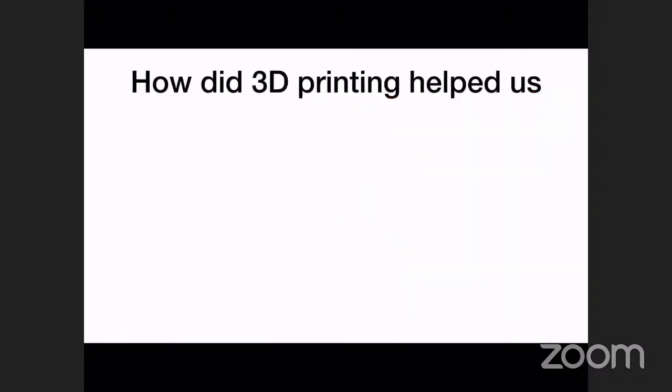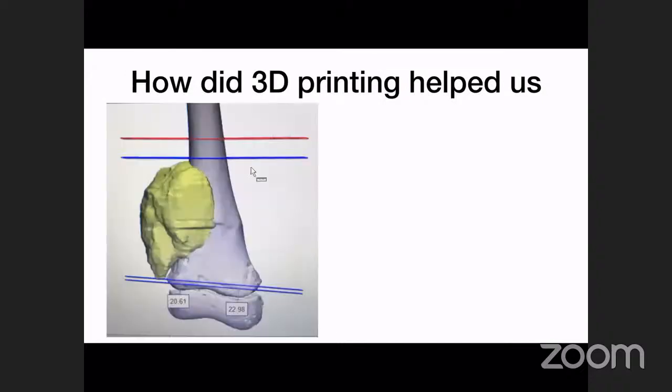And we did get help from 3D printing, and we did this planning with the help of Mimics and the software which was available, just to see where we could have our cut. So with the help of all these images, we decided that we would have a cut just at the level of the physis. Obviously, we don't have navigation at our setup.